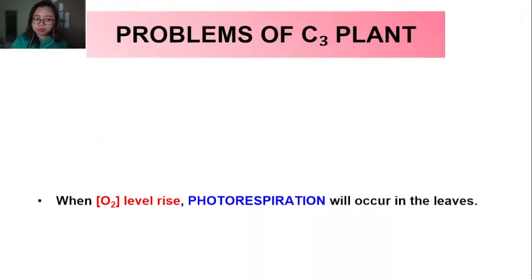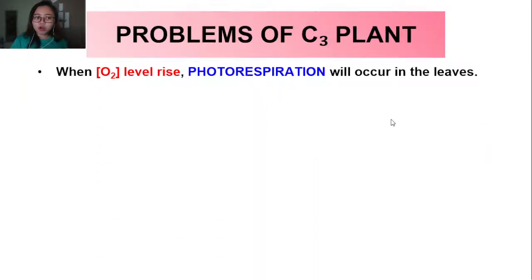Why is this a problem? It's because when oxygen levels rise, photorespiration will occur in the leaves. This is a bad thing.